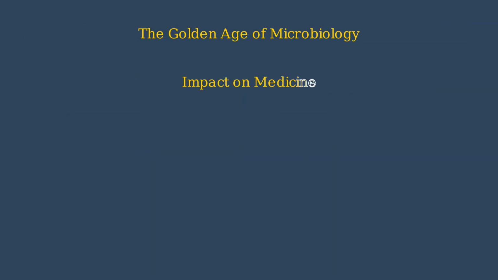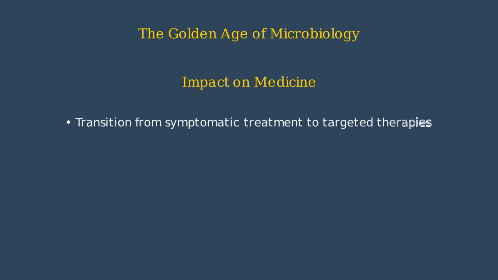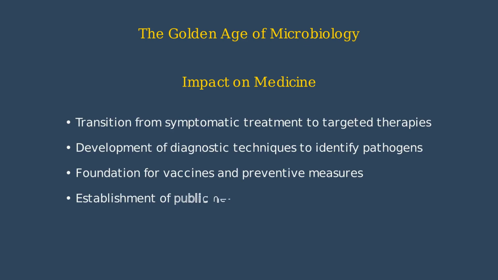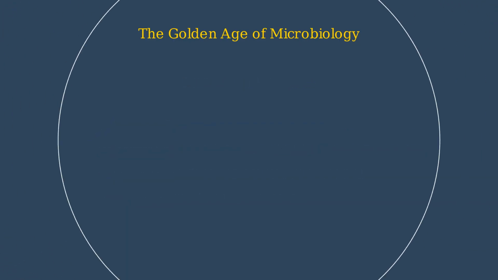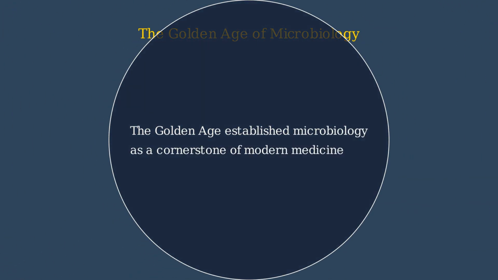These discoveries fundamentally transformed medicine from a largely symptomatic practice to one based on specific disease causation. The identification of specific pathogens enabled targeted treatments and preventive measures. Diagnostic techniques were developed to identify these pathogens. This laid the foundation for vaccines and other preventive approaches, while establishing protocols for public health that would save countless lives. The golden age of microbiology established the field as a cornerstone of modern medicine, setting the stage for future advances in immunology, virology, and eventually molecular biology.